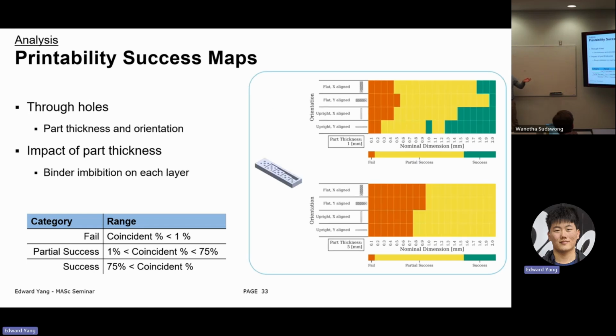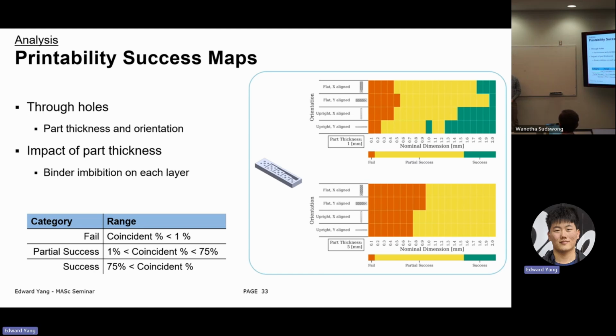So moving on to through holes, again, there's a similar effect happening where the part thickness is affecting the success rates of the features. So as, again, the part thickness increases from 1 to 5 millimeters, we're seeing worse performance in these through holes. Also seeing that the orientation affects the through hole printability as well.